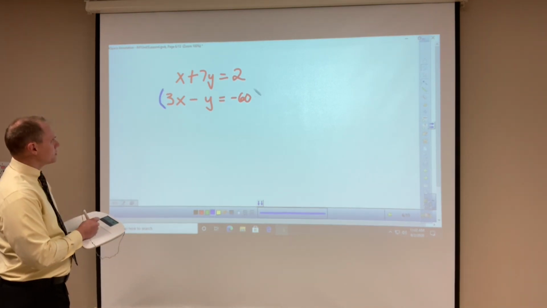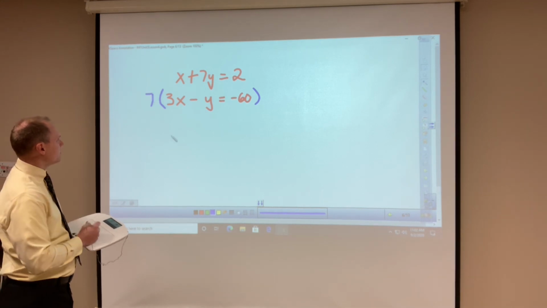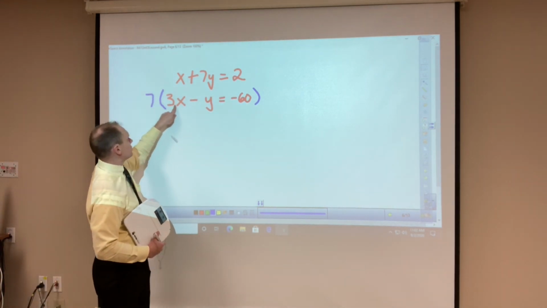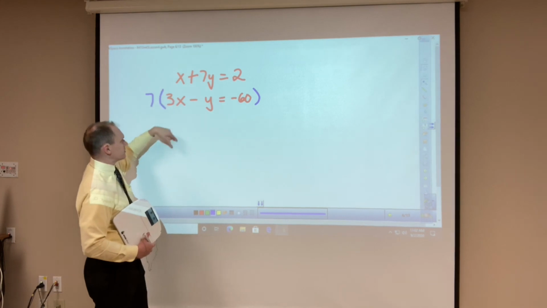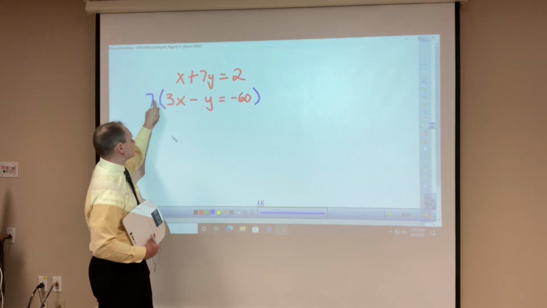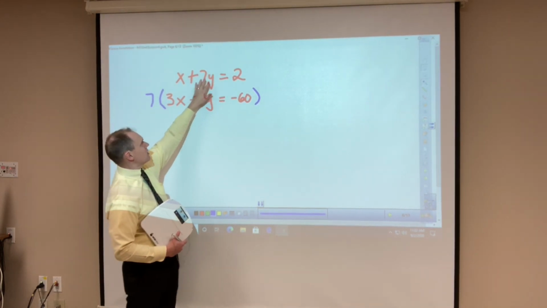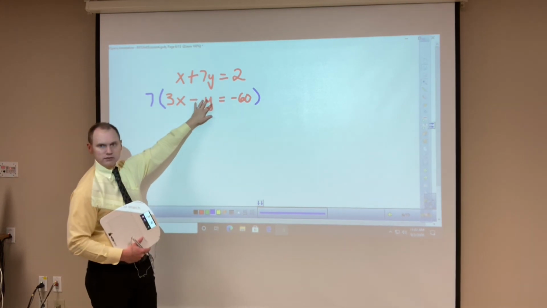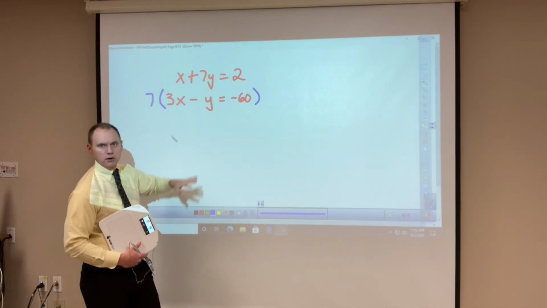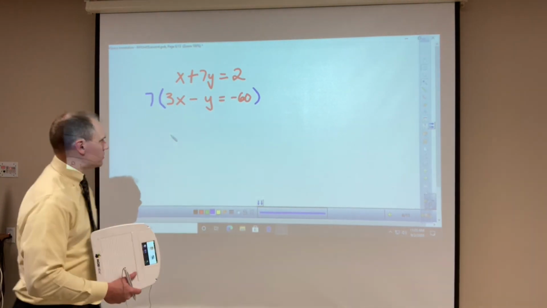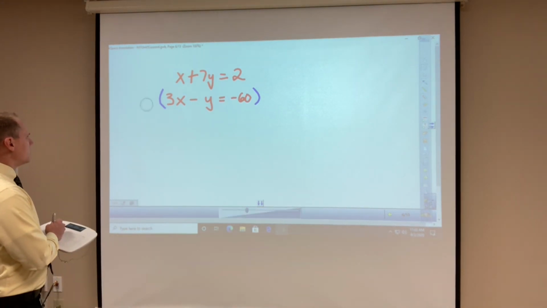One other option is to multiply the bottom equation by 7. All right, if we do that, we're going to get 21x here, so we'll still get some x's, but look what happens to the y. 7 times negative y would be negative 7y. When we add positive 7y and negative 7y, we get 0. Okay, so either way is fine.